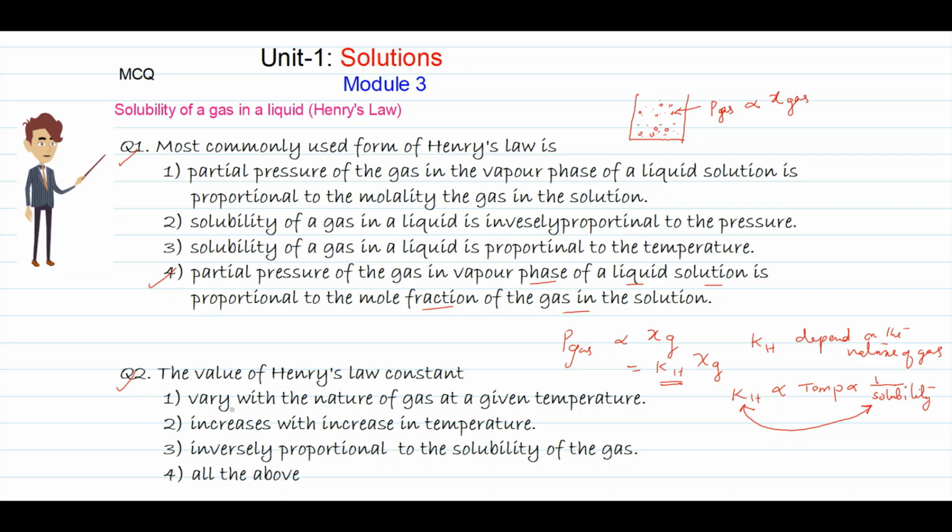First one, Henry's law constant varies with the nature of gas at a given temperature. Correct statement. Henry's law constant increases with increase in temperature. Correct. Here it is given Kh proportional to temperature. Henry's law constant is inversely proportional to solubility of the gas. It is also correct. Kh and solubility are inversely proportional. So the fourth option is correct. All the above.